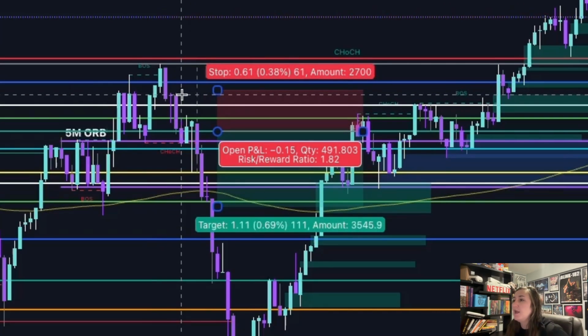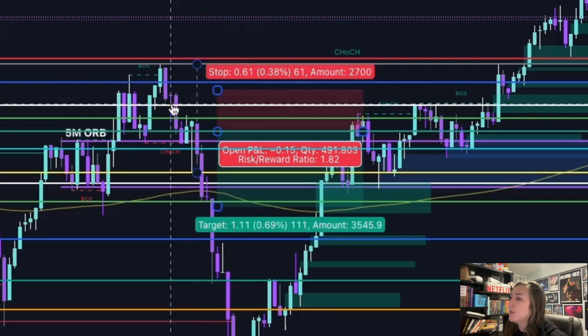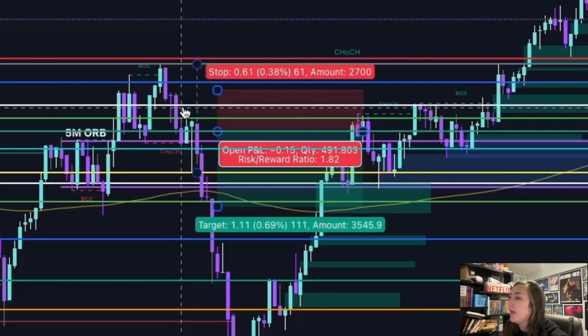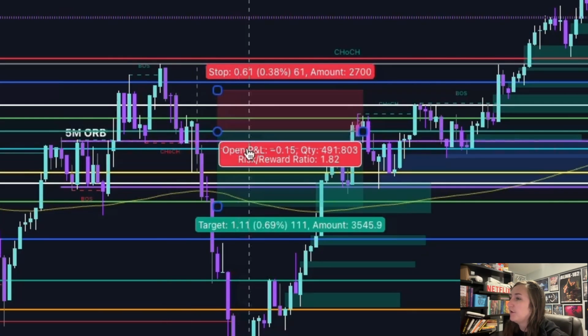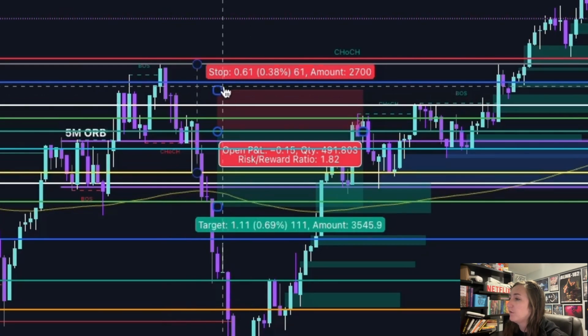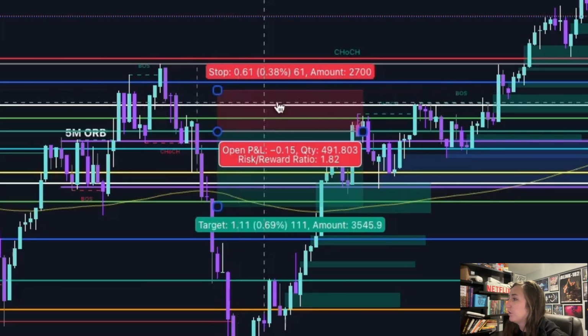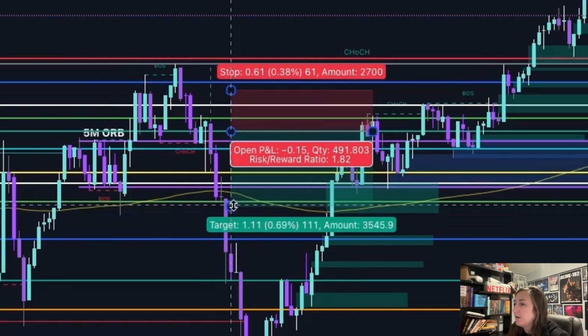We didn't have a fair value gap. Usually I'm looking to put my stop loss above a fair value gap candle. So if this was a fair value gap, I would probably put my stop loss above this fair value gap. However, we got our 0.382 fib line there, so that's good enough.